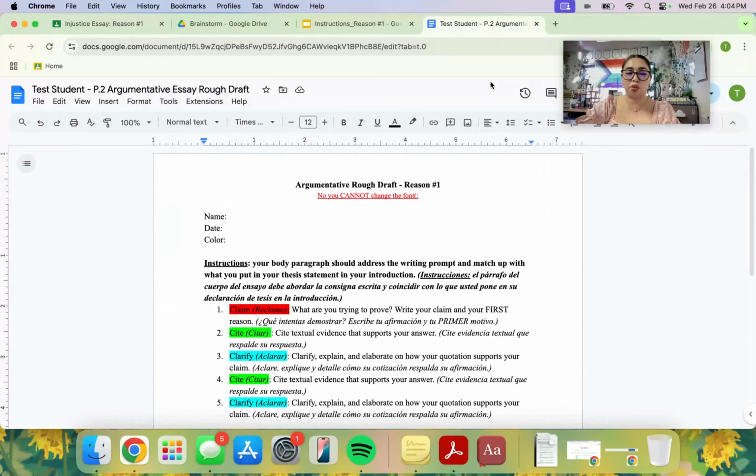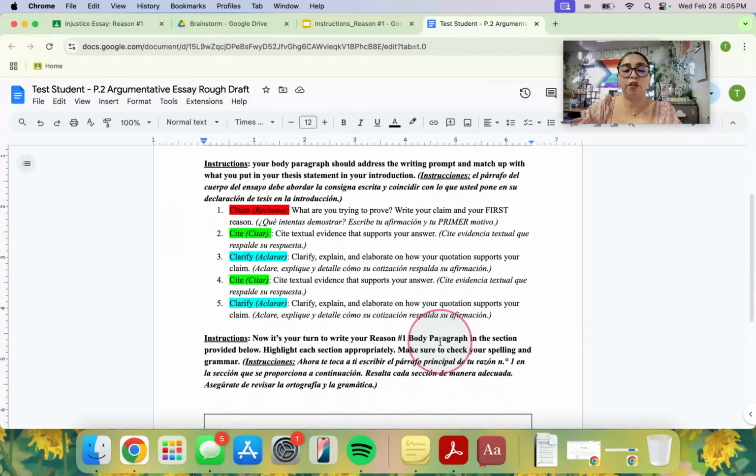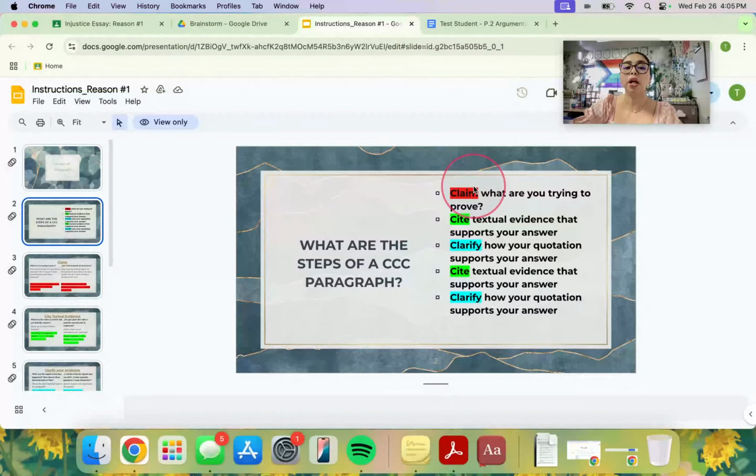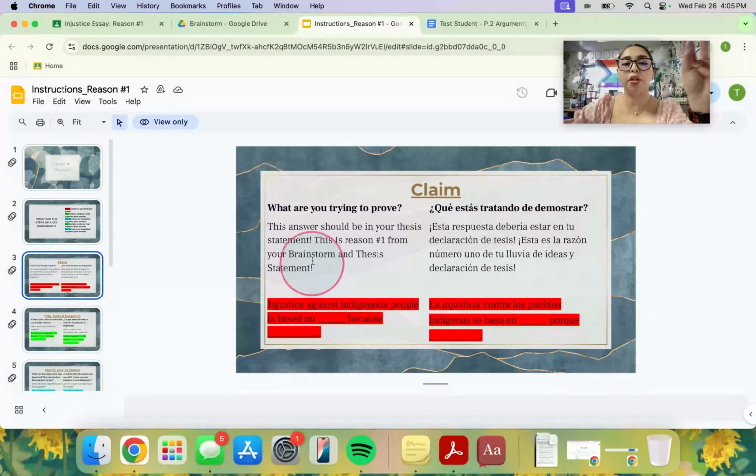Okay, so let's look at the actual document. The first thing that we need to do is have our claim. That's also what our instructions say. This is going to be the order of our paragraph. We're going to have at least 5 sentences. First, we're going to have our claim, then a cite, then clarify, and then a second cite and second clarify. Okay, so first thing I need to do, my claim.